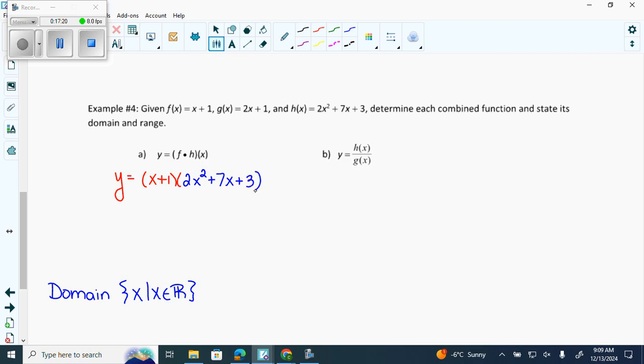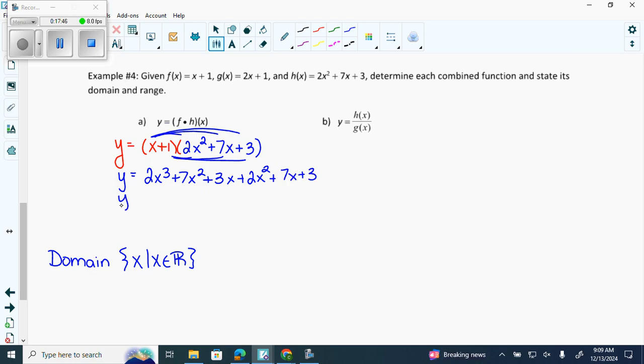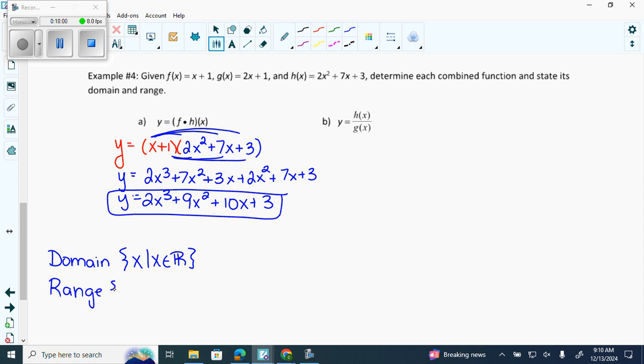Oh, it's going to be cubic. Even easier. I don't know why I'm excited about this. These notes I use all the time. Very excited. All right. y equals 2x cubed plus 7x squared plus 3x, and then plus 2x squared plus 7x plus 3. Why is it exciting that it's a cubic? Because it's y here. It's discoing, right? Yay. All right.